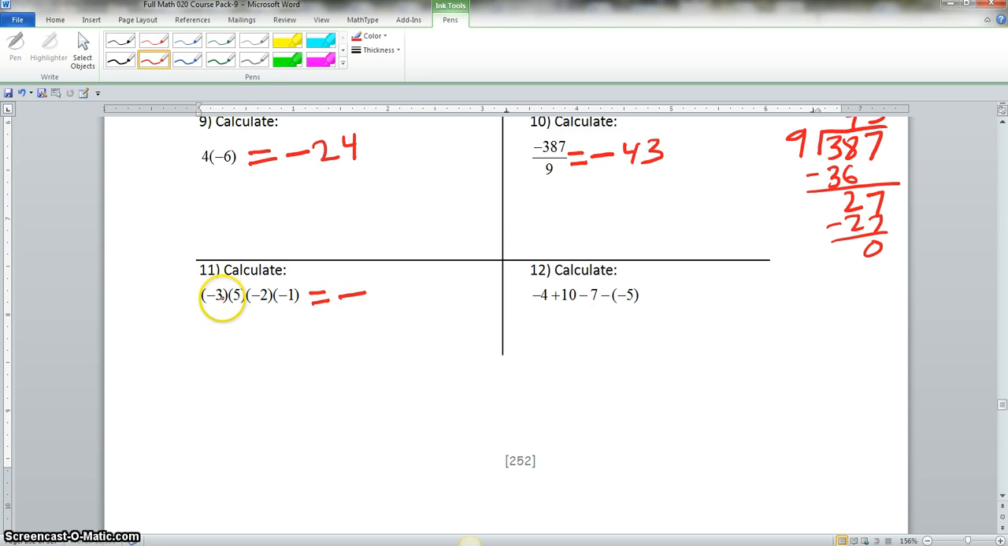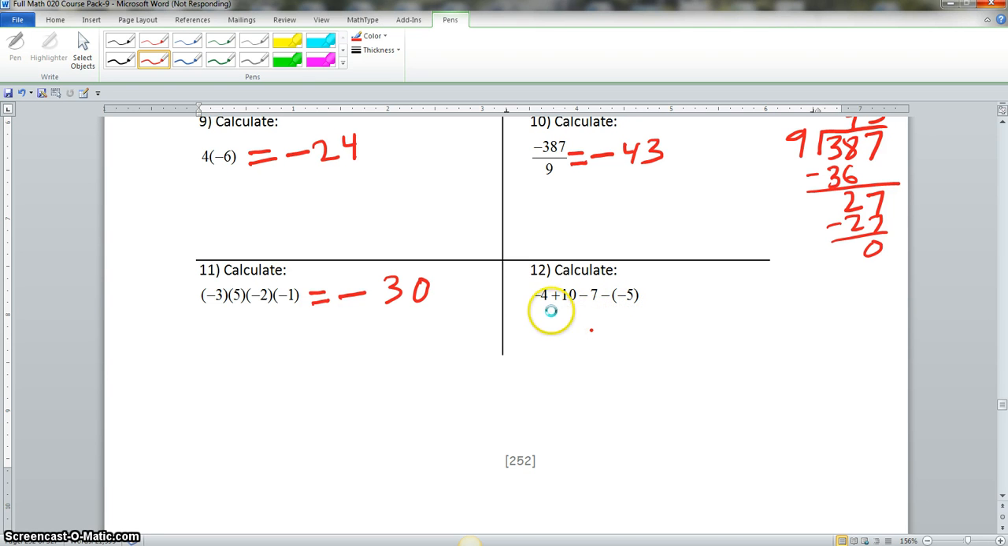Now we could do regular multiplication. 3 times 5 is 15, times 2 is 30, times 1 is 30. So it'll be a negative 30. Now we look here at problem number 12. We have calculate. It says negative 4 plus 10 minus 7 minus a negative 5.